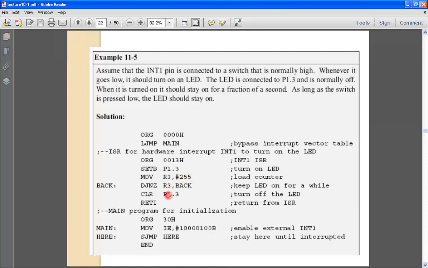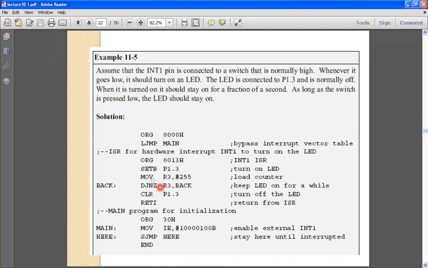Then again clear this P1.3, because our requirement is what? As long as the switch is pressed low, the LED should stay on, and when the switch is removed, then clear it, and when it is turned on, it should stay on for a fraction of a second. Therefore, we are using here some fraction of seconds by using the R3 register and decrementing the R3 register, and then clear P1.3.